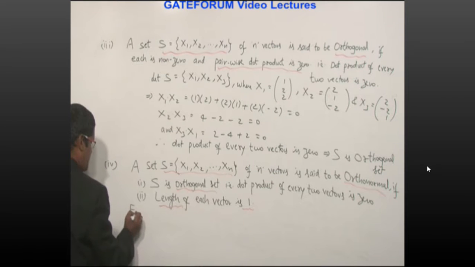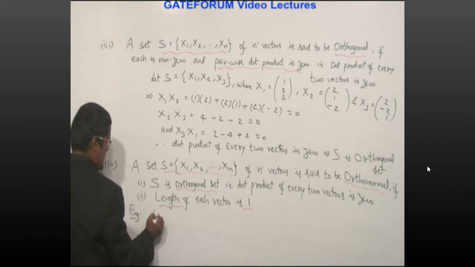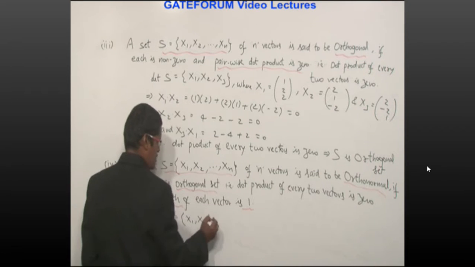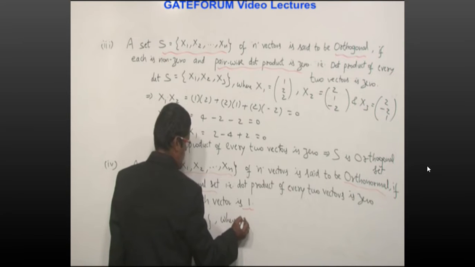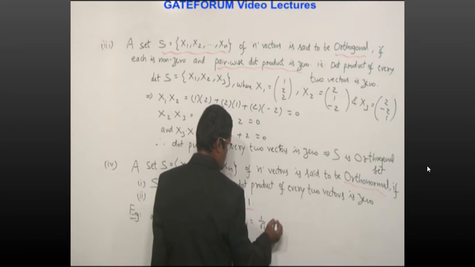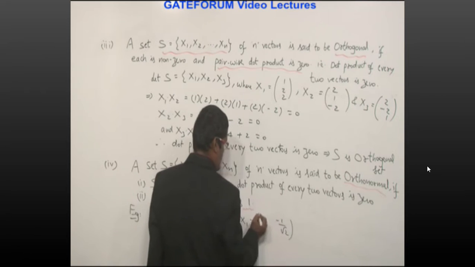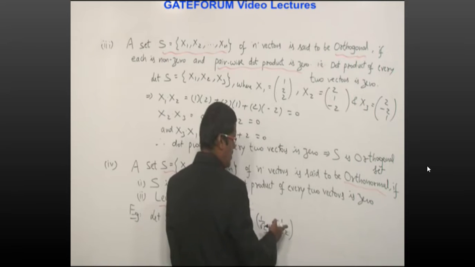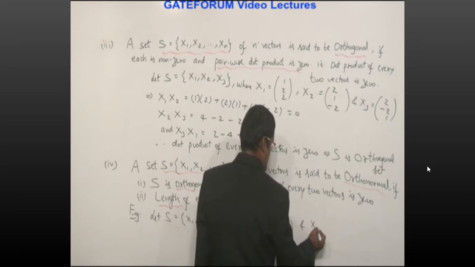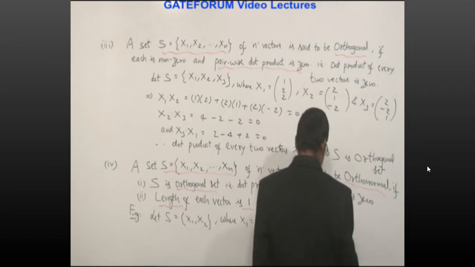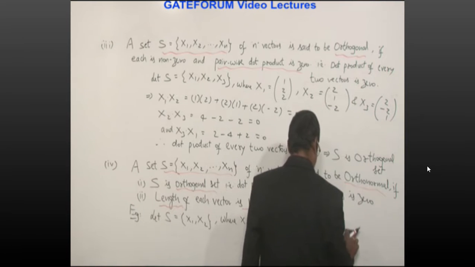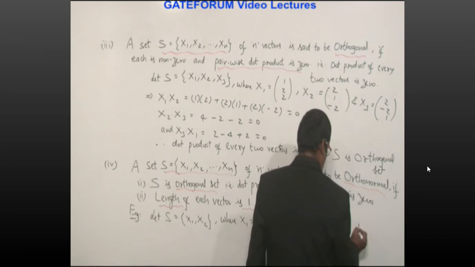Example, let S be the set x1, x2, 2 vectors I am taking, where x1 is equal to (1 by root 2, -1 by root 2), which is a 2D row vector. That is, 2D means 2-dimensional, 2 elements. And x2 is equal to (1 by root 2, 1 by root 2).